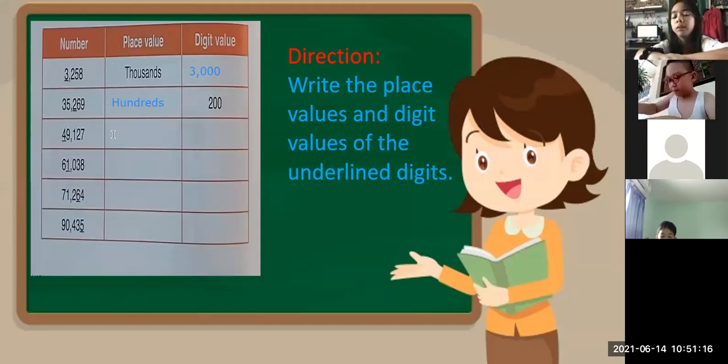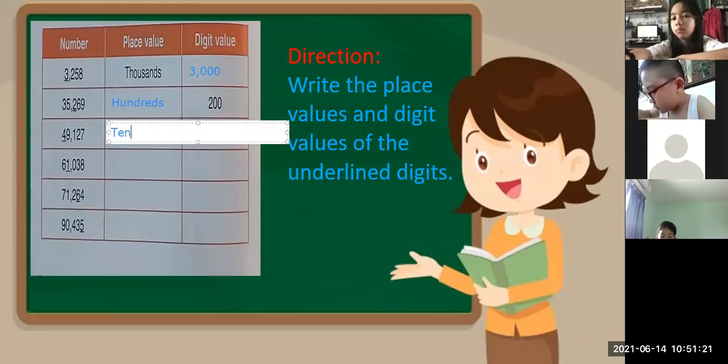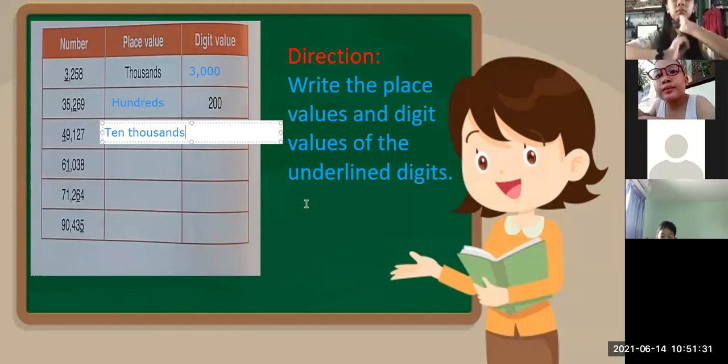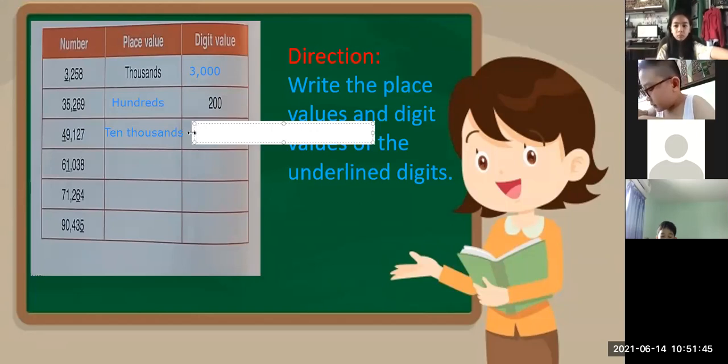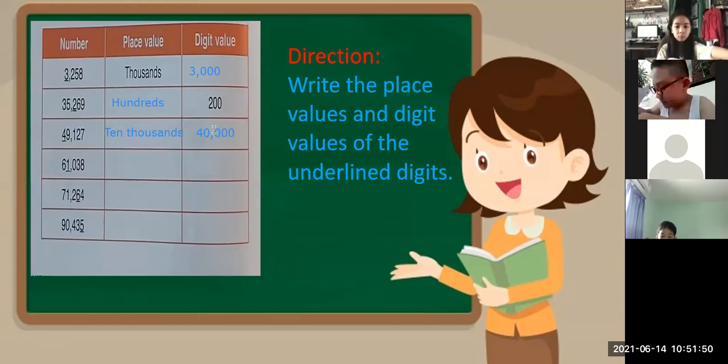Okay, third question. The answer here is 10,000. Make sure that the spelling is correct. So 10,000s place, T-E-N and then thousands. And what is the digit value of number 4? The digit value of number 4 is very easy. It's 40,000.